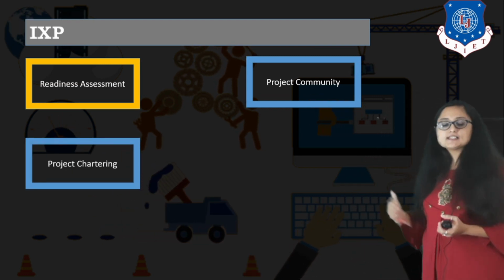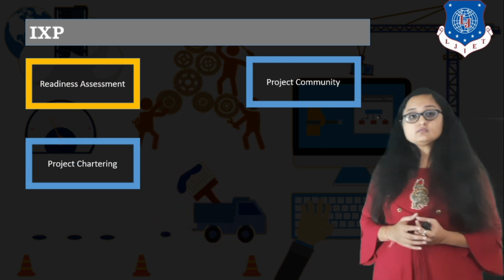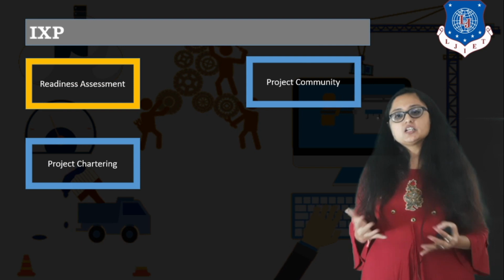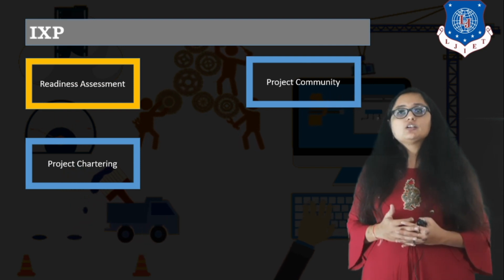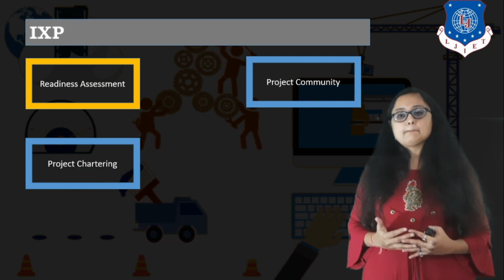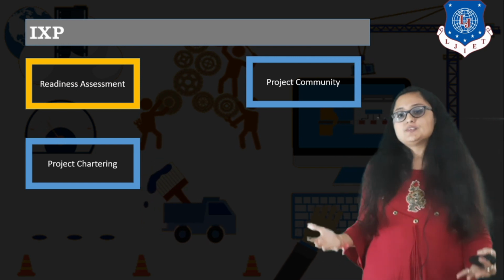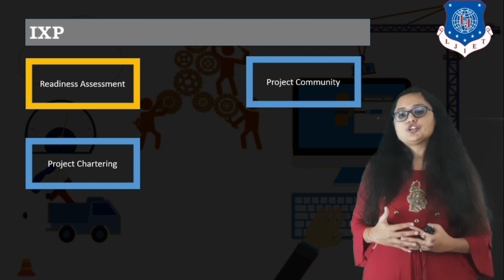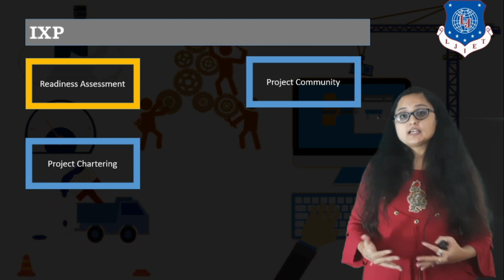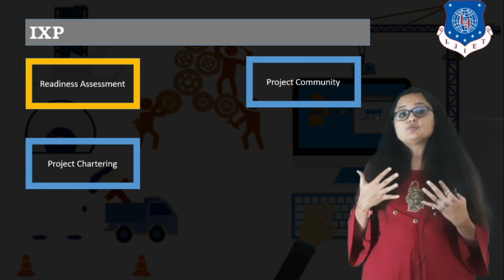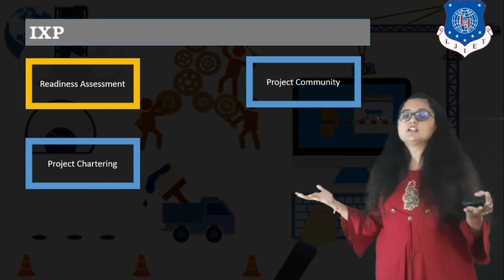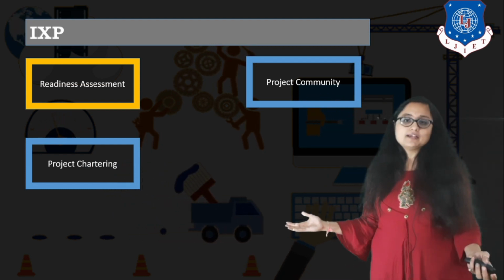The next is project chartering. Now, what do you mean by project chartering? Project chartering is basically checking the project for the business value, that is, what is the business value of the project in the market. Is this project going to sustain in the market? Is there anything that is to be rectified in the project, or is the business need okay, right? So goals are being analyzed.